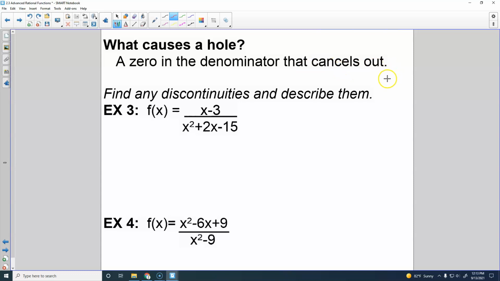That cancels out. So, a lot of the problems you're going to see are going to look like this. It's going to say, find any discontinuities and describe each discontinuity. So, discontinuities only come from the denominator. So, whenever we are finding discontinuities, we want to look at the denominator. We only need the numerator for one thing, which I'm going to show you here in a second.